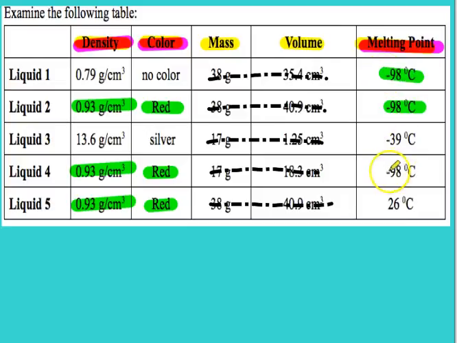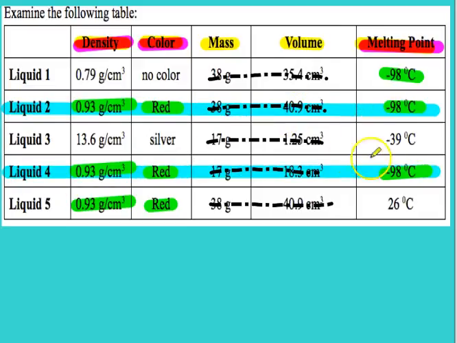These match up, but those don't. And liquid 1 doesn't have the same density and color as liquids 2, 4, and 5. But look at this. Liquid 5 does not have the same melting point. So only 2 of them. And if I choose a different pen, again, only liquids 2 and 4 have all 3 that match up.